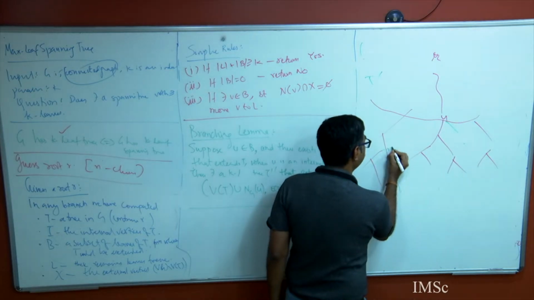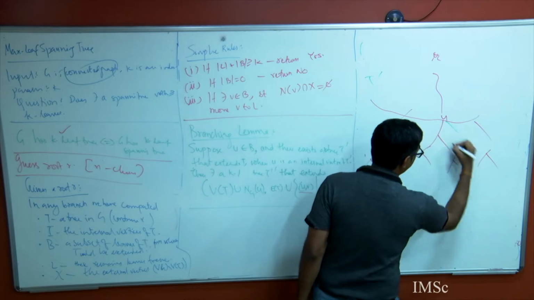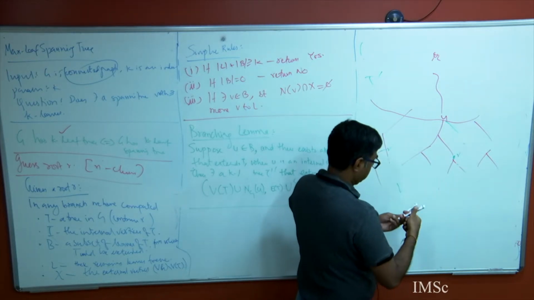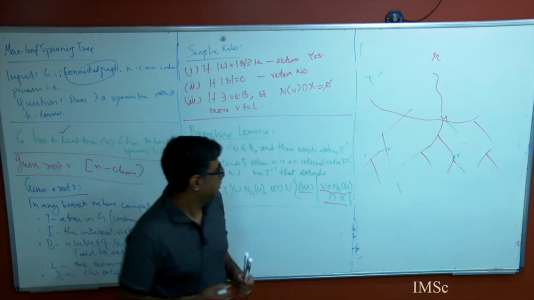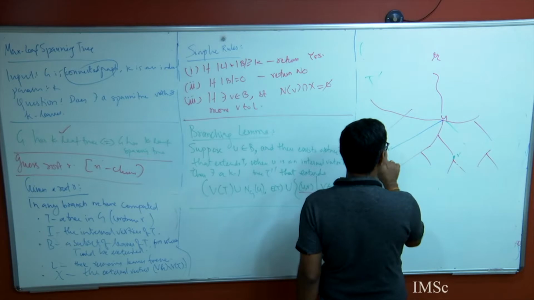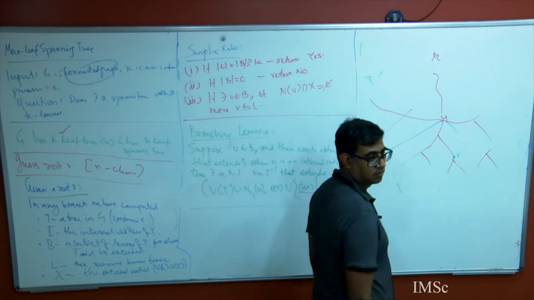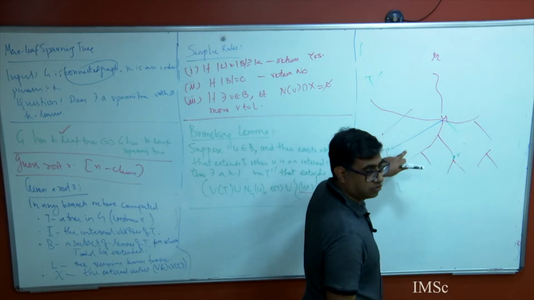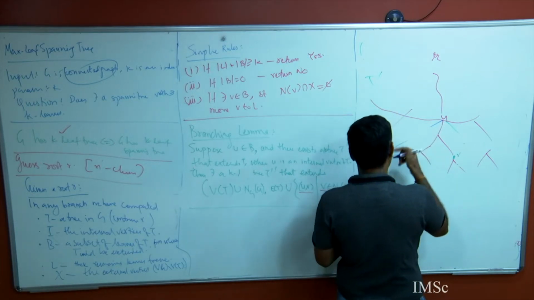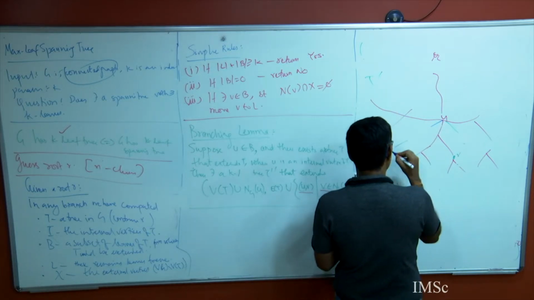So either it could be somewhere here, or it could be on the same path. But in either case, I can add it. Suppose it is here, then I can add this edge and delete its parent edge. I have introduced this, and this will contradict. Okay, if this is not how V is, right?